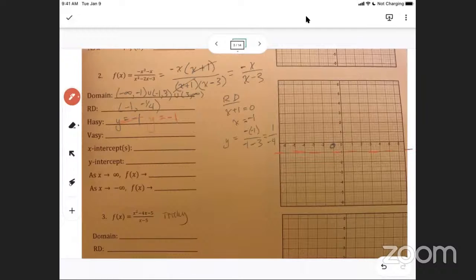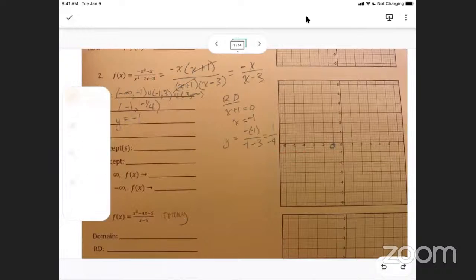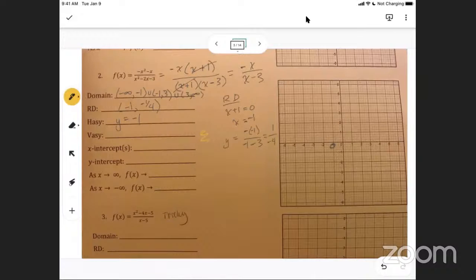I'm drawing a dashed line in red. Maybe I should have used yellow. Yellow might have popped out a little bit better. Let's see if that works better. Can you see that a little bit better? Yeah. Y equals -1. Maybe it's not that much better, but maybe on the graph it'll be easier to see. So there's my horizontal asymptote.